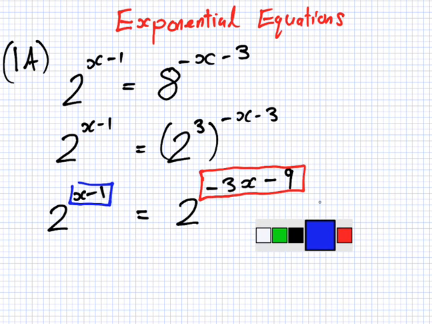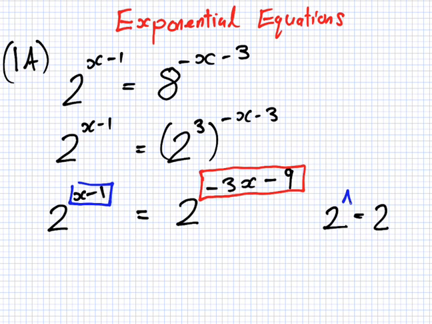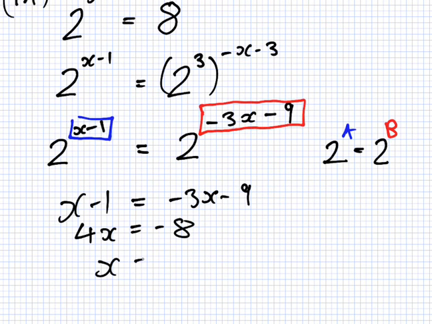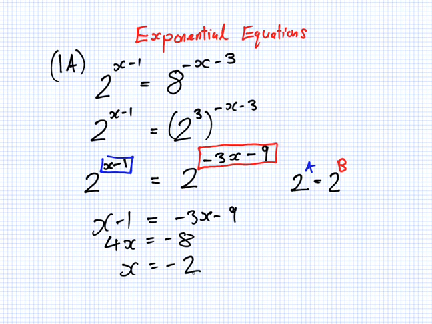What I'm saying here is, if I have 2 power a equals 2 power b, it means a and b are the same. So I can say x minus 1 equals minus 3x minus 9, so I get 4x equals minus 8. So then that means x equals minus 2. Yep. So that's not too difficult.